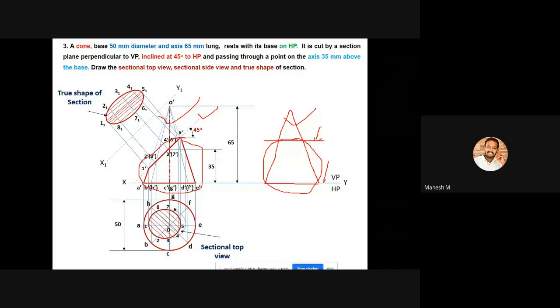If you create a parallel section plane, then we call the remaining portion a frustum. This is only applicable for cone and pyramid. It is not applicable for prism, and also not applicable for cylinders. Then we can call it a frustum. A truncated solid is applicable for all kinds of solids, but the condition is that the section plane should have an inclined angle.